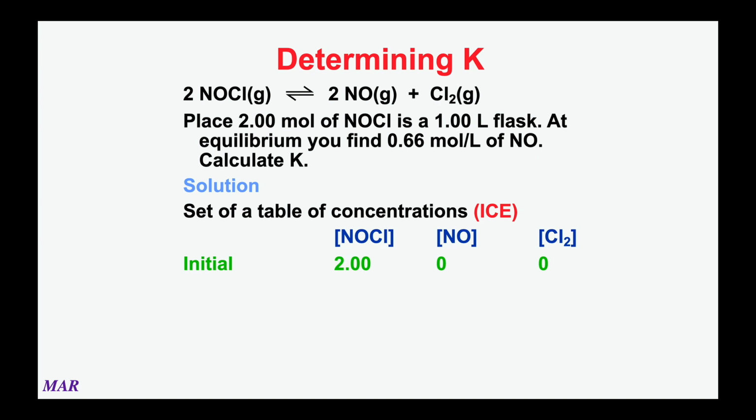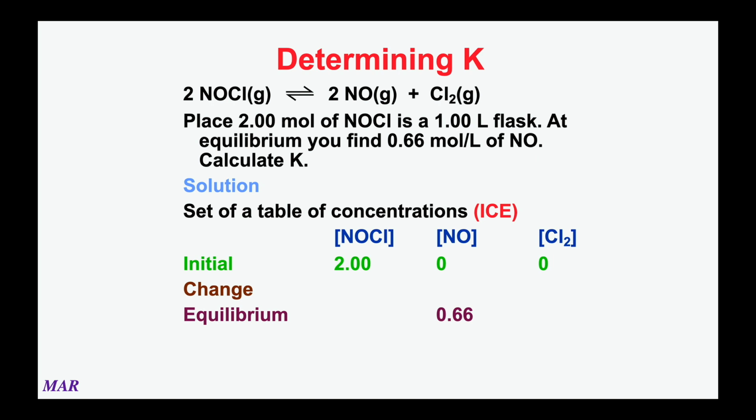But because this is equilibrium, products will be formed from the reactants. That's what equilibrium is. You've got some of everything. So in the ICE table, the C stands for the change of going from the initial to the E, the equilibrium part. So ICE: initial, change, equilibrium. At equilibrium, that's where we have 0.66 moles per liter NO.